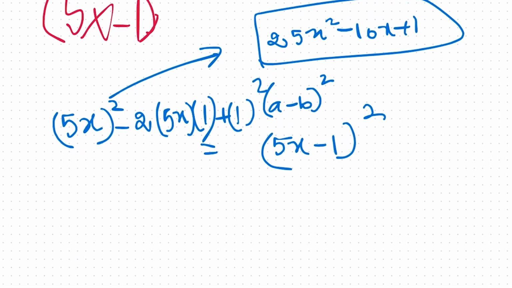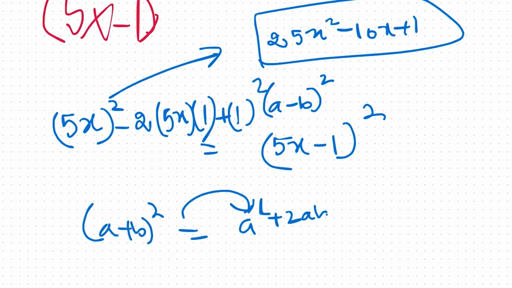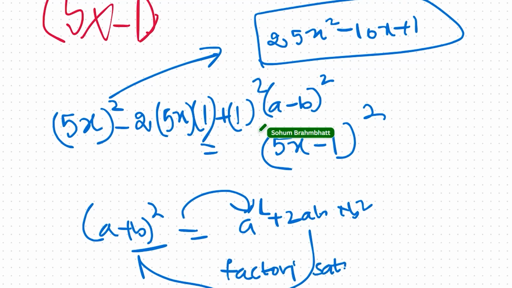You know what I mean? So the flexibility to go from here to here, a square plus 2ab plus b square, but also the flexibility to identify this expression and go from here to here. This is called factorization. And this is called simplification.